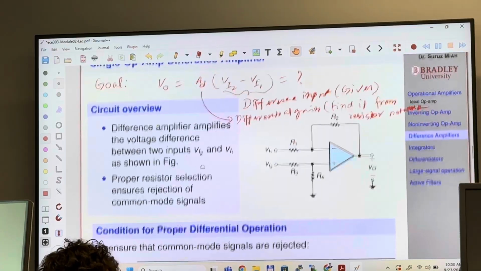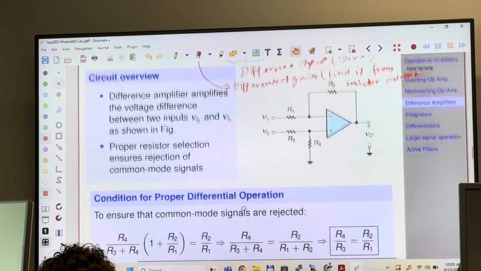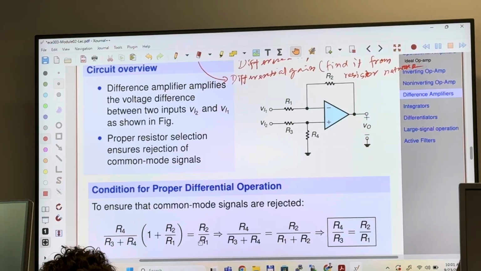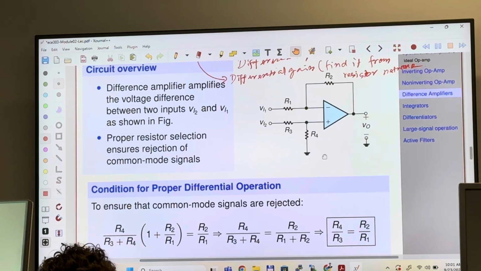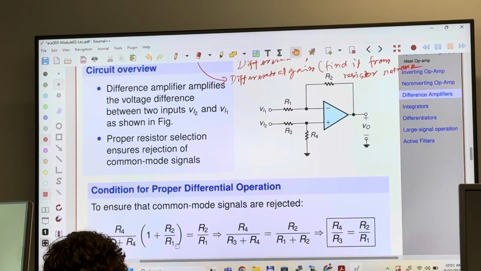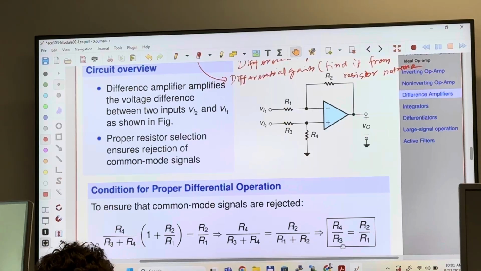Now, there is a condition for this to operate as a difference amplifier. I'm not going to go through the proof. There is a condition that this ratio has to be the same: R4 over R3 has to equal R2 over R1. This condition has to be satisfied. In other words, R4 over R3 plus R1 times 1 plus R2 over R1 equals R2 over R1. If you simplify, you will end up with this condition.